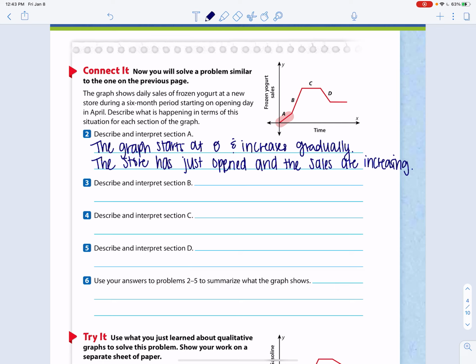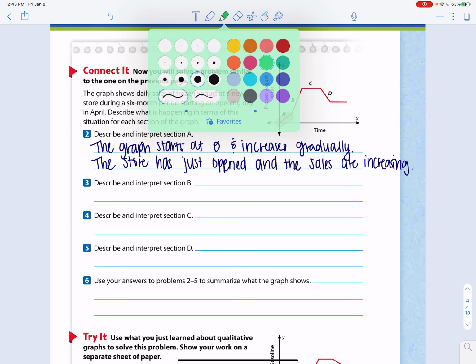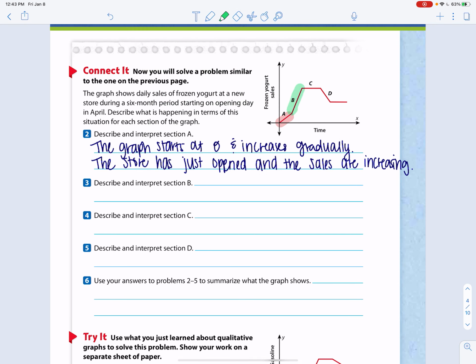All right. Moving on. Describe and interpret section B. So let's describe it first. Section B, of course, it looks like it is steeper than section A, so it has a higher slope. All right, so this is more steep, which means the slope is higher. And I apologize for my messy handwriting. All right, so it is a steep increase here, of course.